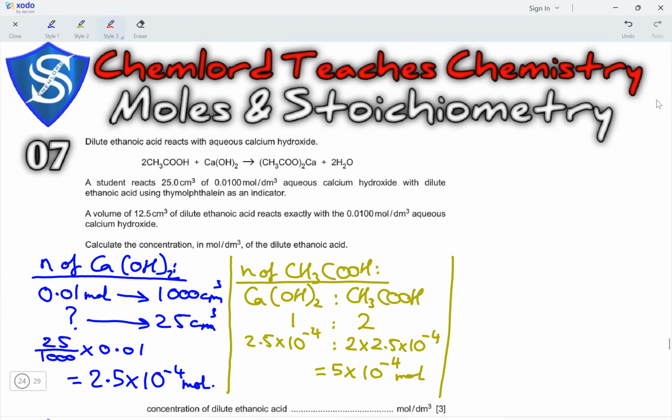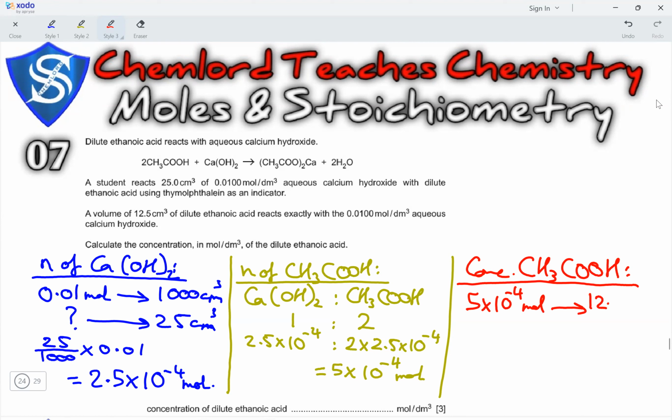Now, since we know the number of moles of ethanoic acid, we need to find out the concentration of ethanoic acid. So the concentration of CH3COOH can be calculated by putting together the number of moles of ethanoic acid calculated and the volume of ethanoic acid needed as given in the question. This gives us 5 × 10⁻⁴ moles of ethanoic acid present in 12.5 cm³, because 12.5 cm³ of ethanoic acid was added.